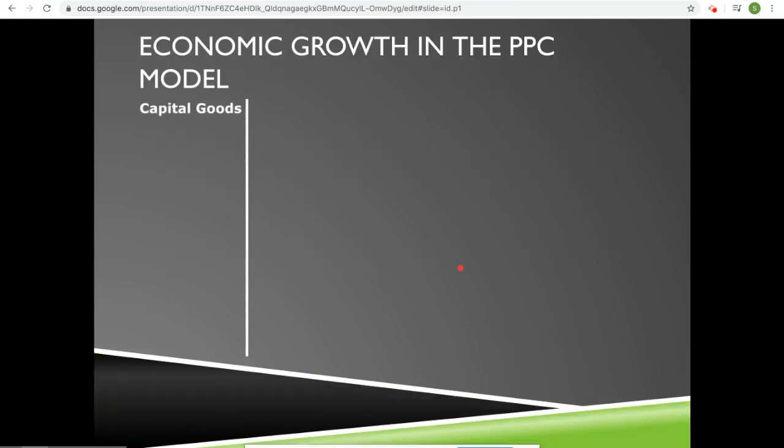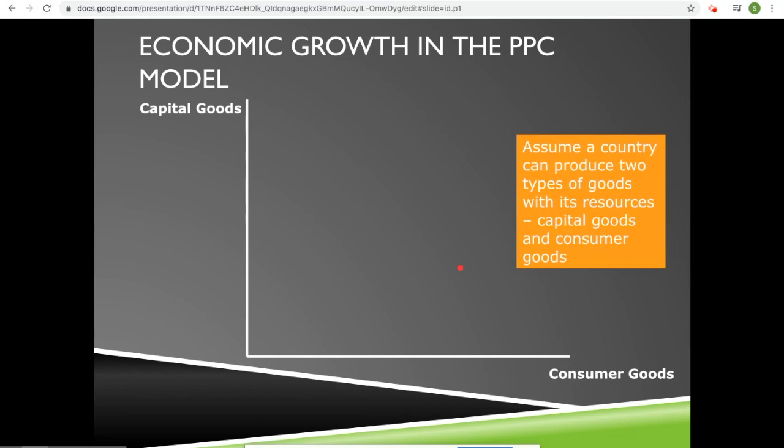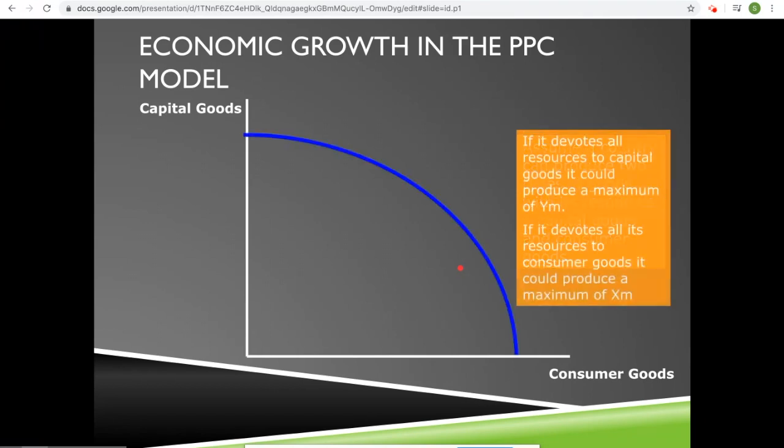So let's say we are looking at an economy which is producing two kinds of goods, capital goods and consumer goods. So when you want to draw a PPC, you can take capital goods on either of the axes. We've taken it on the y-axis over here, and I've taken consumer goods on the x-axis. So let's assume that they can produce two types of goods with its resources, capital and consumer, right? Now, if it devotes all its resources to capital goods, it could produce a maximum of Ym, and if it devotes all of its resources to consumer goods, it could produce a maximum of Xm. So that's Ym and Xm, right?